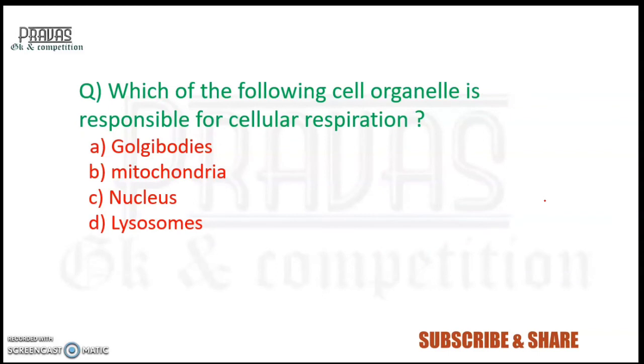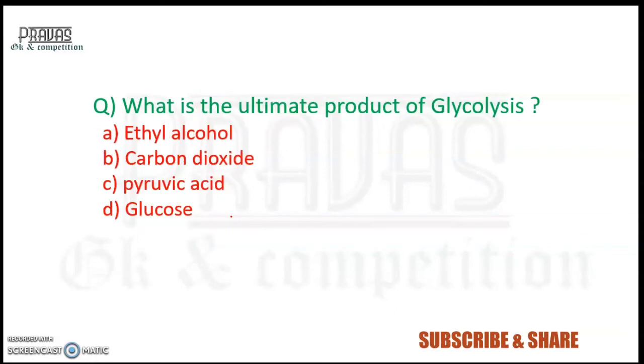Next question is, which of the following cell organelle is responsible for cellular respiration? And the options are Golgi body, mitochondria, nucleus, lysosome. And the answer is mitochondria. Next question is, what is the ultimate product of glycolysis? Options are ethyl alcohol, carbon dioxide, pyruvic acid, glucose. And the answer is pyruvic acid.